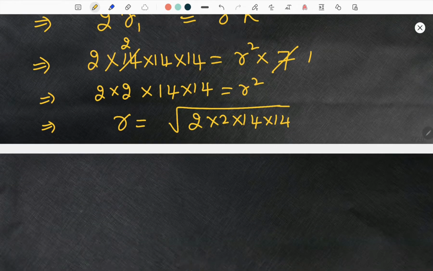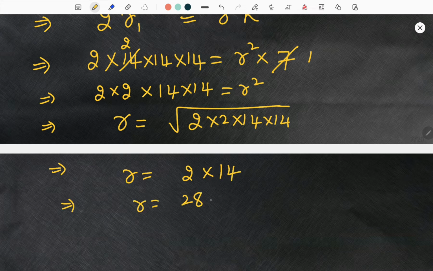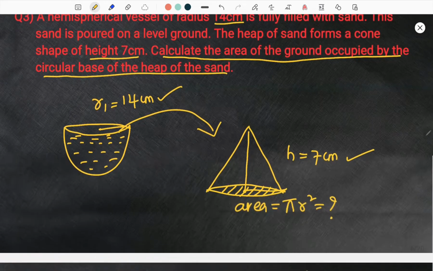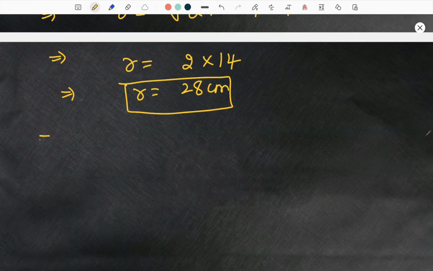So if you calculate the radius, 2 times 2 is there, take it out and it becomes only once, and 14 is 2 times, take it out, it becomes once. So radius is equal to, how much is this? This is 28 centimeter. The radius has become 28 centimeter. Everything is there in centimeter, no? Okay, all right. So now they are asking for base area, right?